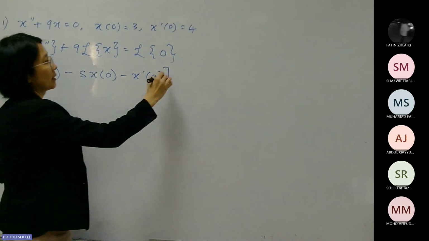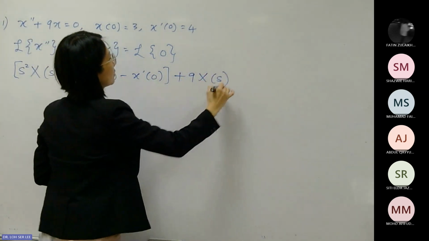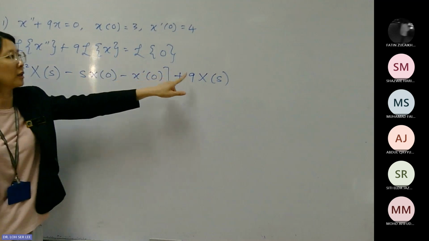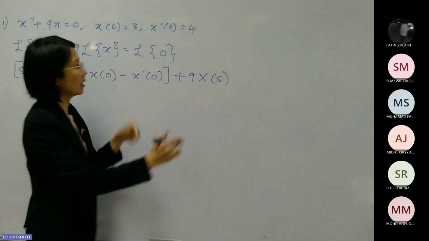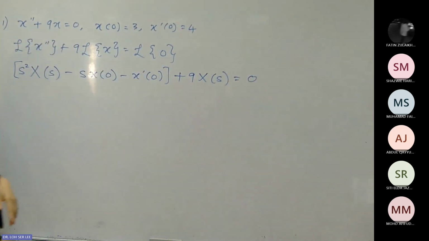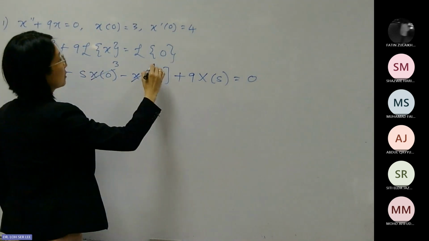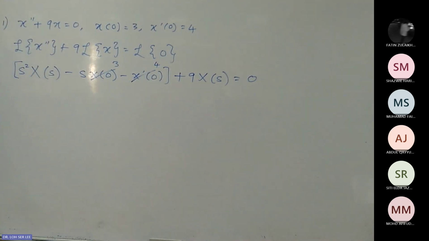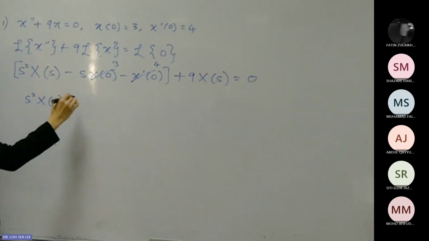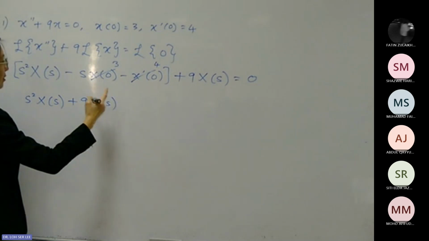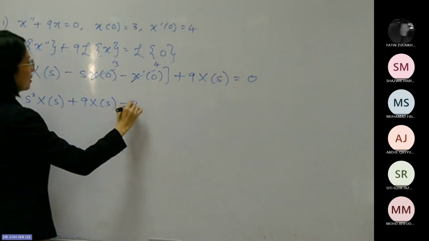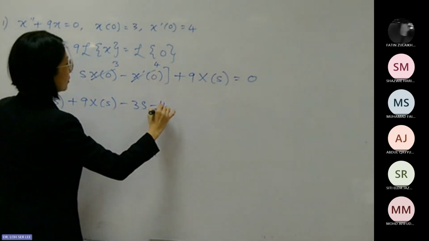Okay, class, this is not a derivative, so we just put in this form. Okay, Laplace, you get this. And the right hand side, Laplace of 0 is 0. Then we substitute x(0) here, which is 3, and x prime(0) is 4. So we have s squared X(s) plus 9X(s) minus 3s minus 4.